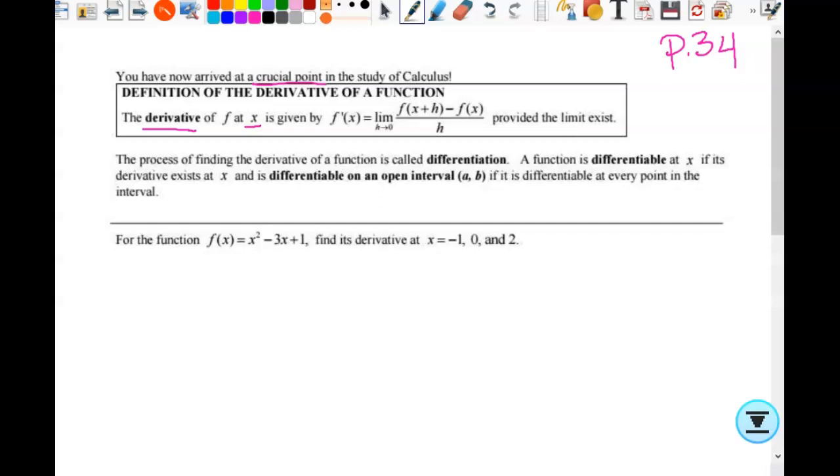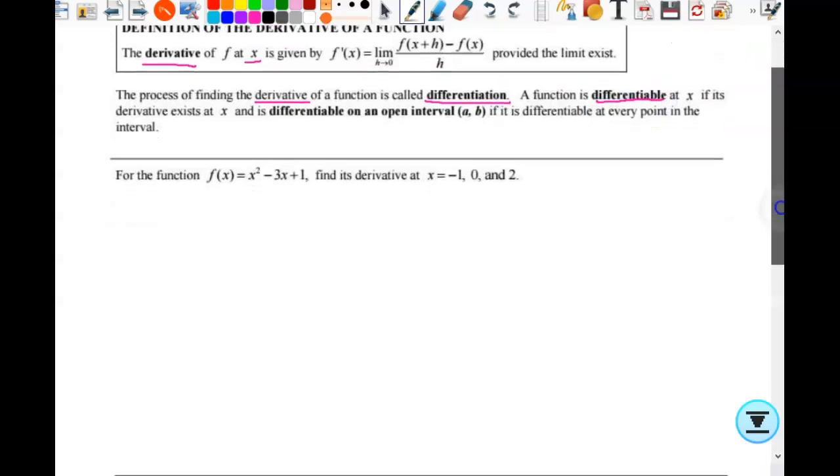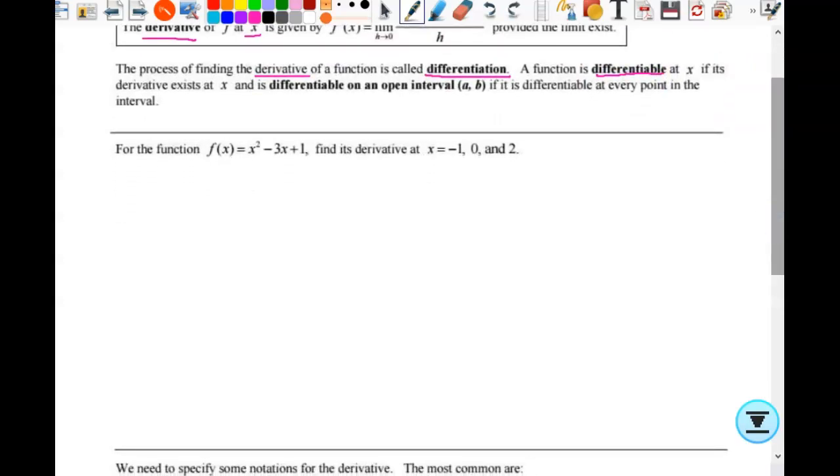So the process of finding the derivative of a function is called differentiation. It was something I said yesterday: the derivative goes with differentiation. A function is differentiable at x if its derivative exists at x, and is differentiable on an open interval a to b if it's differentiable at every point on the interval.